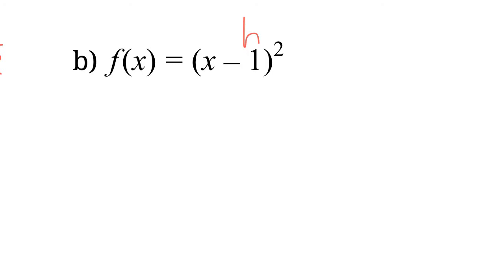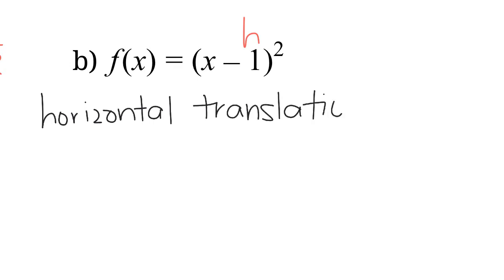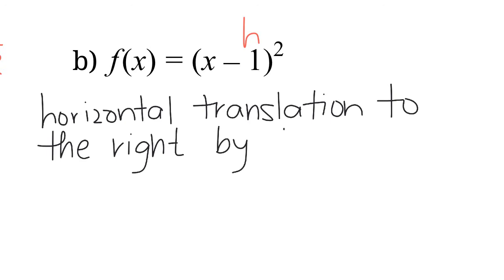Because we have a -1 inside the bracket, that tells me that my parabola is actually going to shift towards the right. So if I'm going to write out that transformation, I'm going to say a horizontal translation to the right by 1 unit. Since my h value is 1, it's got to be 1 unit. And again, you can use the word translation, you can use the word shift. You just want to get comfortable with using either one and recognizing both of those words.